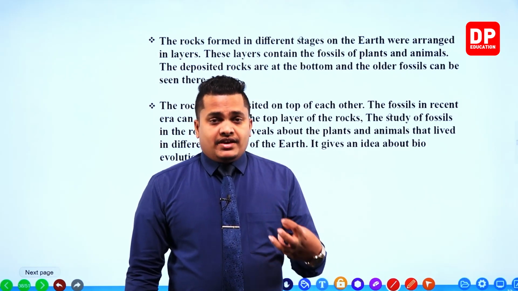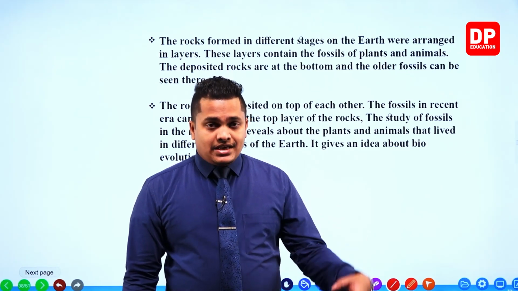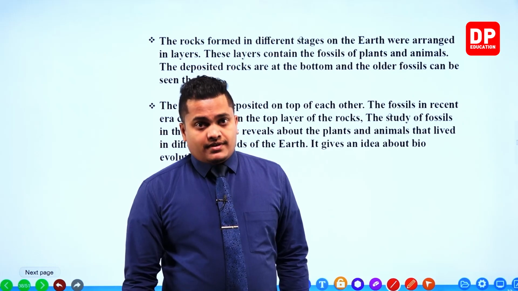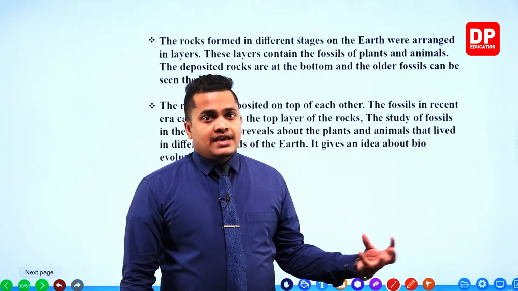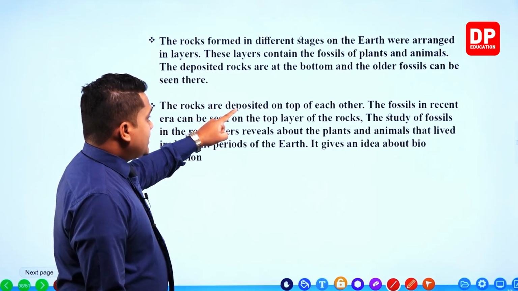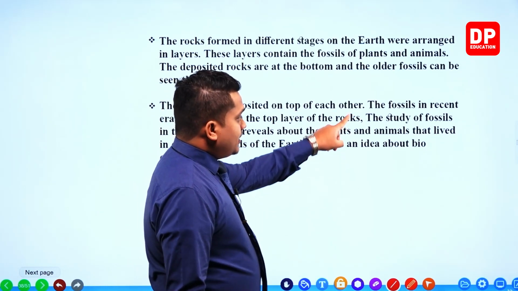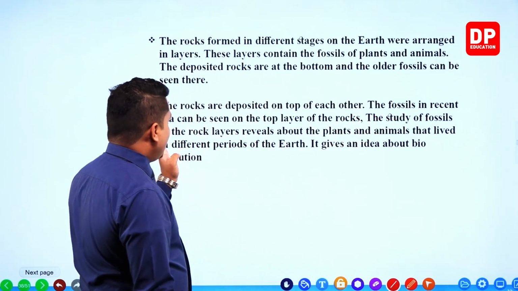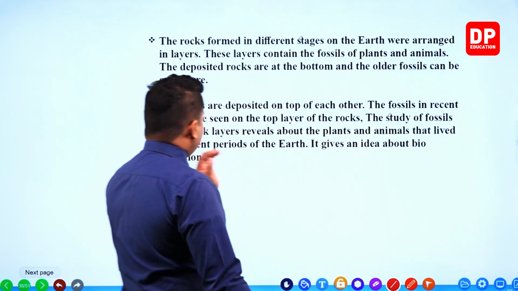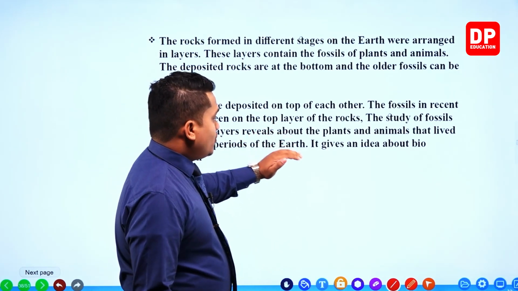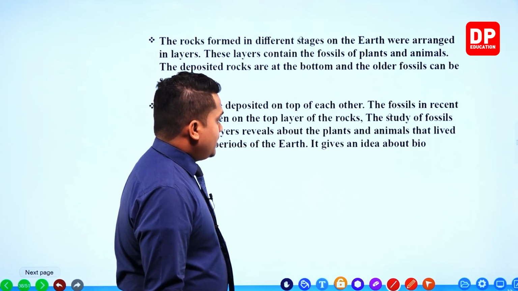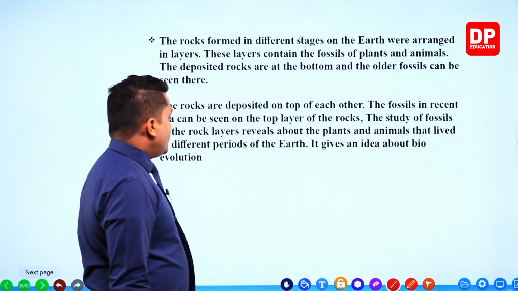So when digging and excavating those older rocks and different layers of rocks, scientists have a greater chance to find different fossils trapped within the layers. Then the next point: the rocks are deposited on top of each other. The fossils of the recent era can be seen on the top layer of the rocks. The study of fossils in the rock layers reveals the plants and animals that lived in different periods of the earth. It gives an idea about bioevolution.